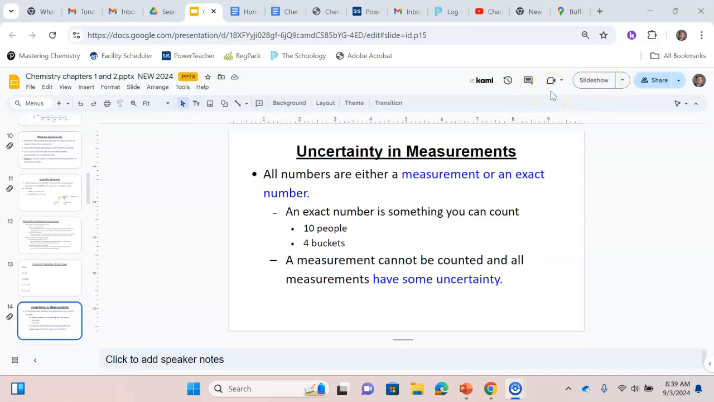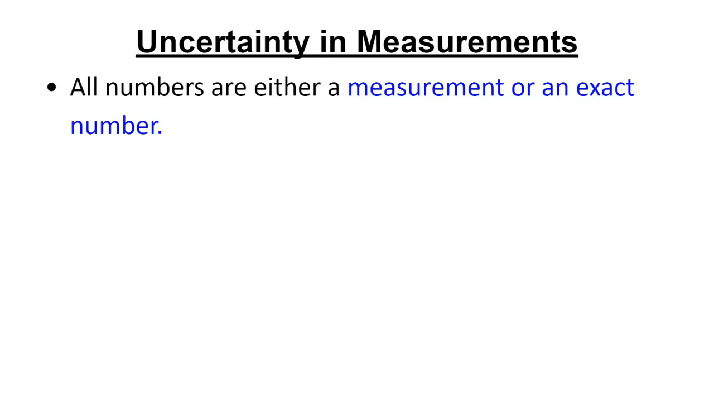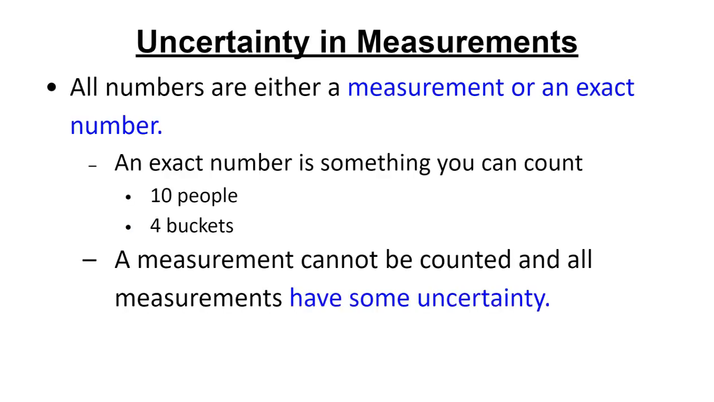Welcome back. Let's talk a little bit about taking measurements and this idea of significant figures or significant digits. So the first thing we want to talk about is that all measurements, all numbers, are either a measurement or an exact number. An exact number is something you can count. So the number of people in class would be an exact number. The number of buckets would be an exact number. There's no uncertainty. There's not like maybe 10, maybe 11 students in class. There's exactly 10 or exactly 11.